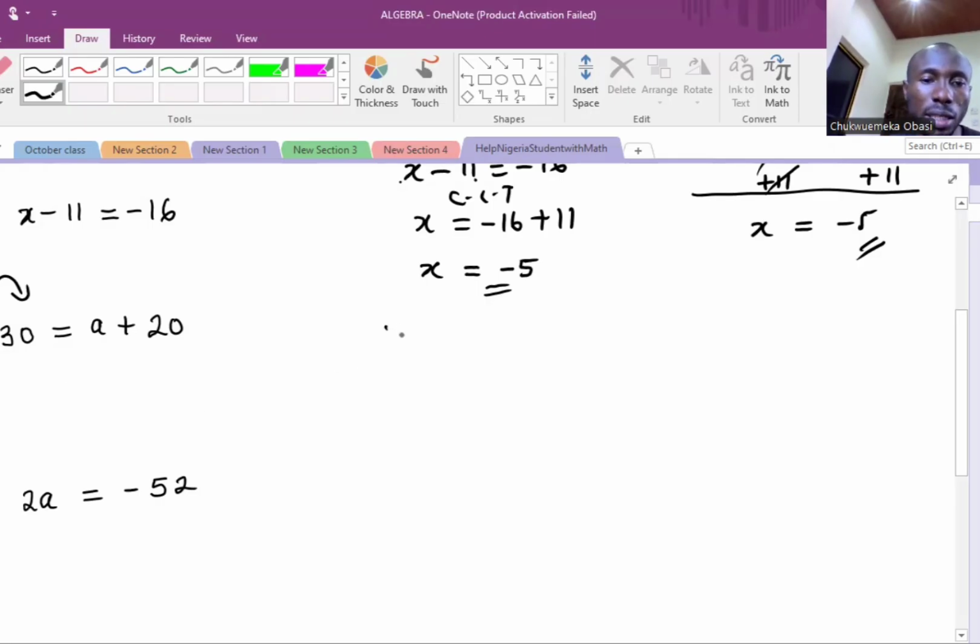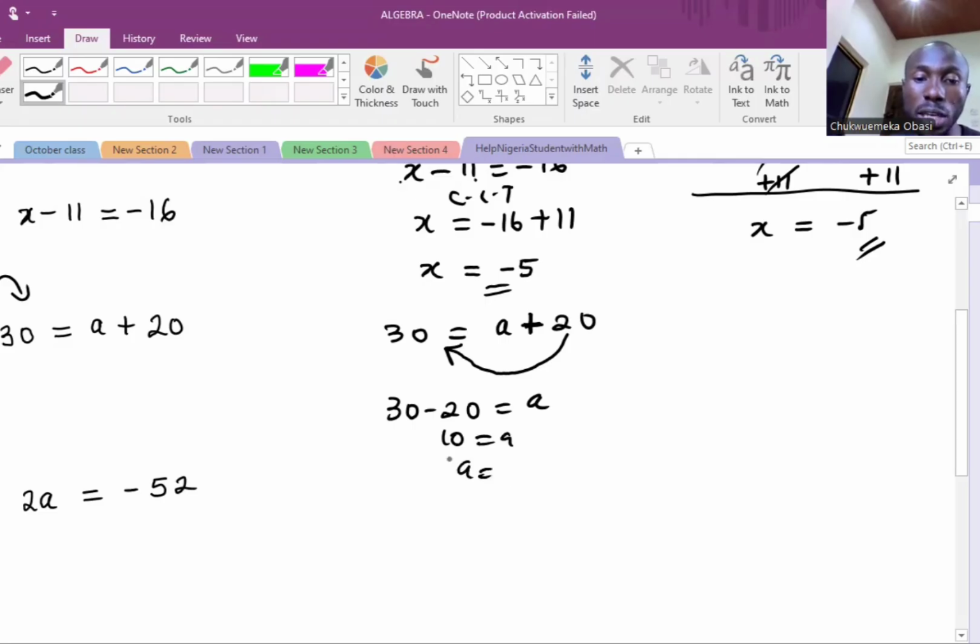So we have 30 equals a plus 20. Of course, right now, a and 20 are not like terms. So we need to take 20 to the other side of the equation, which is the left-hand side, right? And it is positive, right? So when it goes over, it becomes negative. So you have 30 minus 20 equals a. And that will give us 10 equals a. So a is just equal to 10. Straight up.